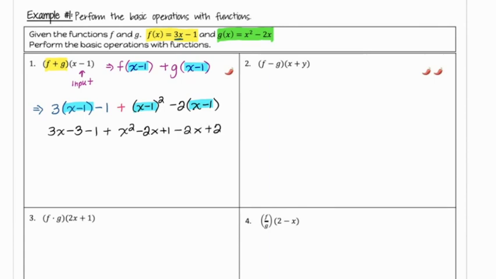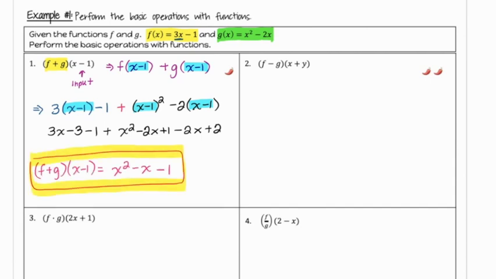So I did my distribution, I did my foiling, going to combine like terms. Okay, so after doing my distribution and combining like terms, we end up at the output of x squared plus x minus 1. So let's look at number 2. For number 2, we are subtracting. So we're doing f minus g when your input is x plus y.